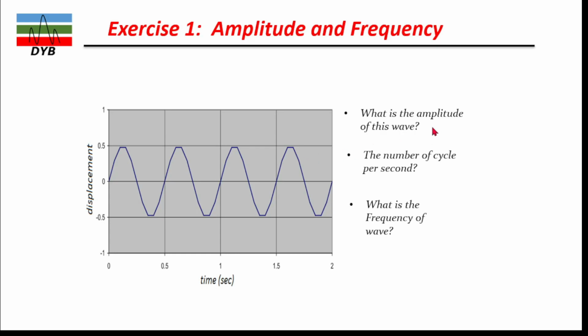So let's say if you have to find the amplitude of this wave, this starts from 0 to this point, which is the peak amplitude. So this is 0.5. And the second question is the number of cycles per second. So this is 1 second. How many cycles do we have? 1 and 2 cycles. So this is 2 cycles per second.